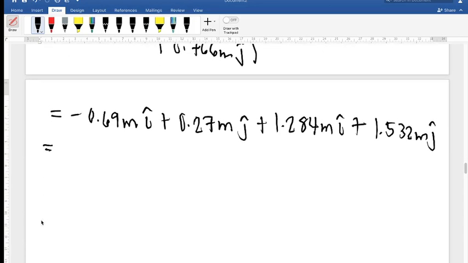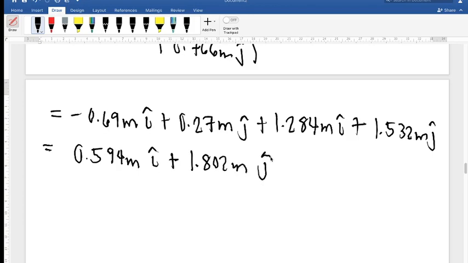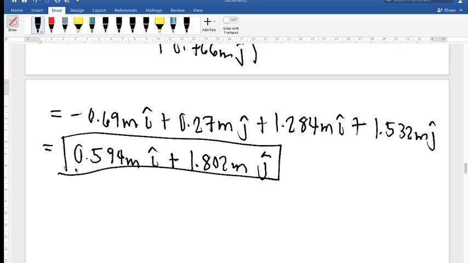And then combine like unit vectors. So combine the i hat and then j hat. So negative 0.69 plus 1.284. So that is equivalent to 0.594 meter i hat plus 0.27 plus 1.532 meter. So that is 1.802 meters j hat. Okay, so this is your 3a plus 2b expression.